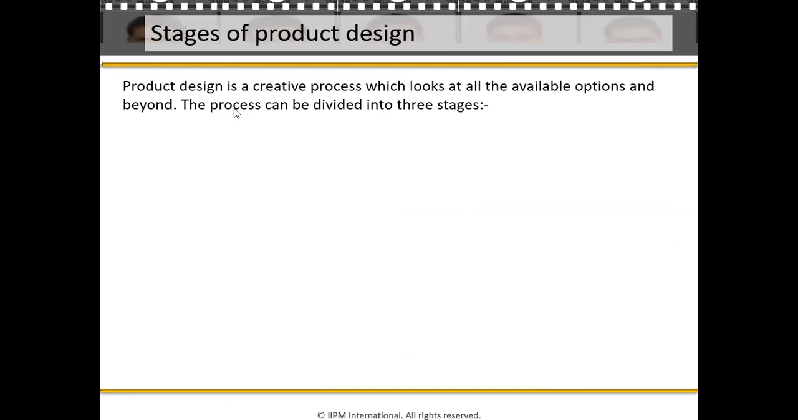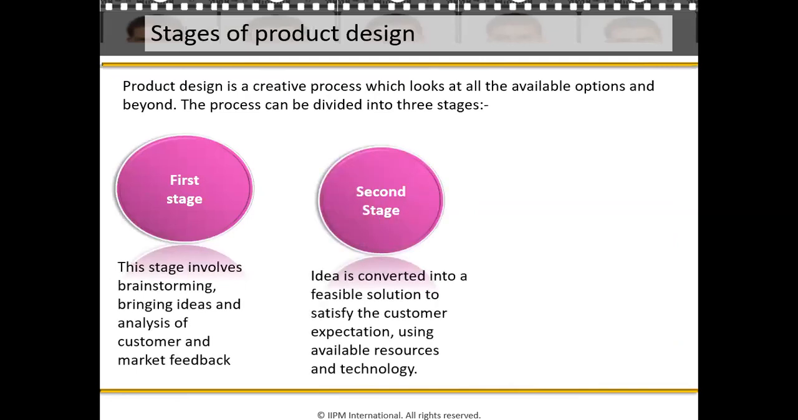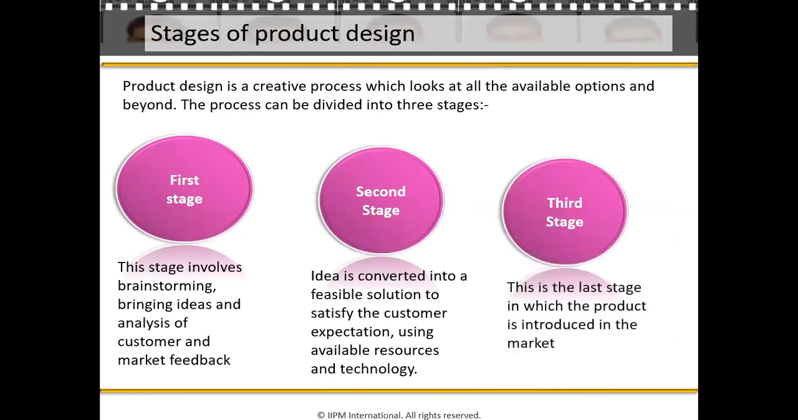Now, stages in product design. Product design is a creative process which looks at all the available options and beyond. The process can be divided into 3 stages. We have the first stage, which involves brainstorming, bringing ideas and analysis of customer and market feedback. Then we have stage 2. The idea is converted into a feasible solution to satisfy the customer expectation using available resources and technology. Stage 3, this is the last stage in which the product is introduced into the market.